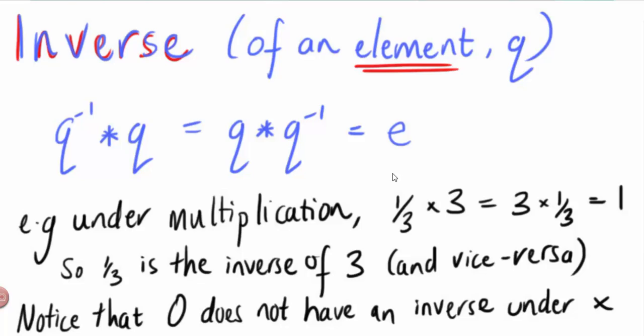An example is shown here for multiplication of real numbers. 1/3 and 3 are mutual inverses, because when we combine them we end up with the multiplicative identity. It may be the case that not all elements in the set have an inverse. For example, for multiplication, the number 0 does not have an inverse.